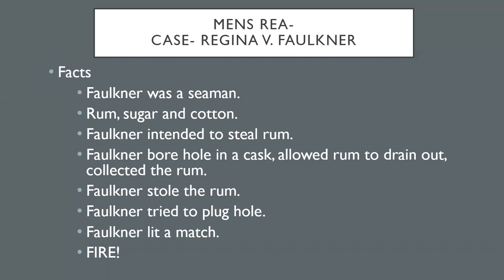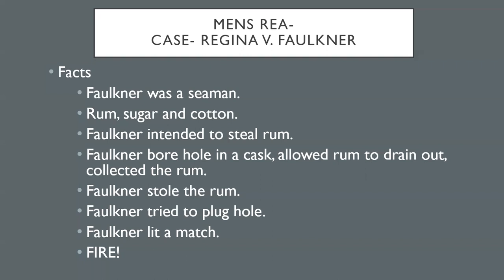So Faulkner bores a hole in the cask. The cask is the container that the wine is being stored in as it's being transported. Faulkner bores a hole in it, and he grabs a bucket or a cup or whatever he's going to collect his stolen rum in, and he allows the rum to run out of the cask into his bucket. So Faulkner steals the rum.